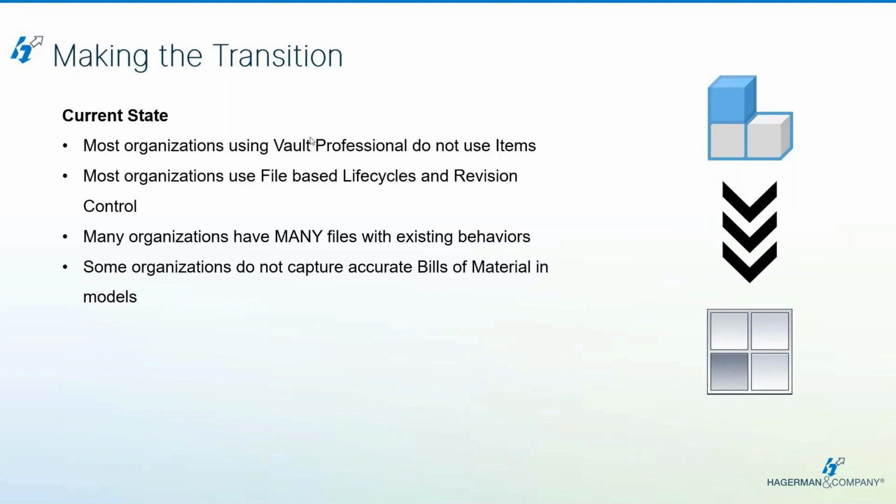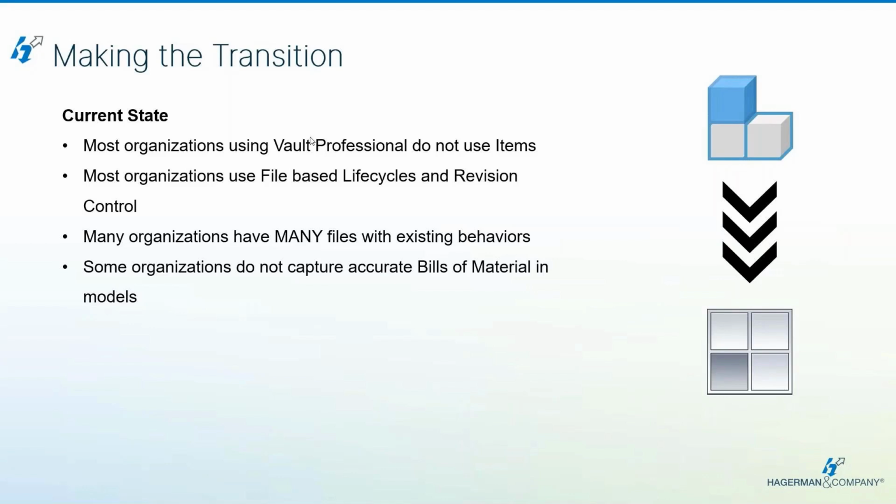If you are not tracking revisions on your files in Vault today, and especially if they're all just in the base category, I would strongly consider using items before you implement any sort of file lifecycle behavior, because it would be very straightforward for you to transition to items if you're not using any behaviors at all, right? But most organizations have many existing files with existing behaviors.